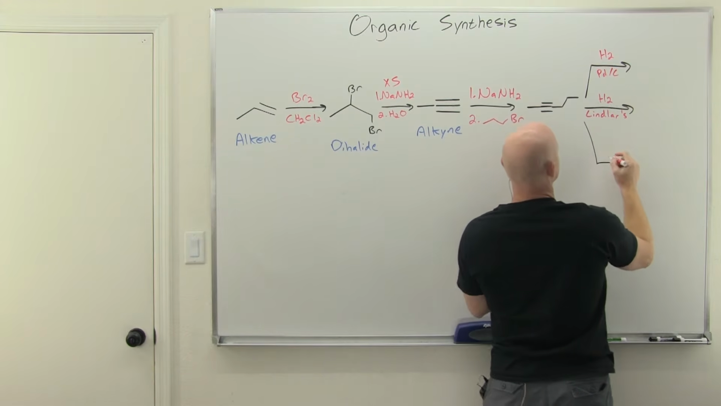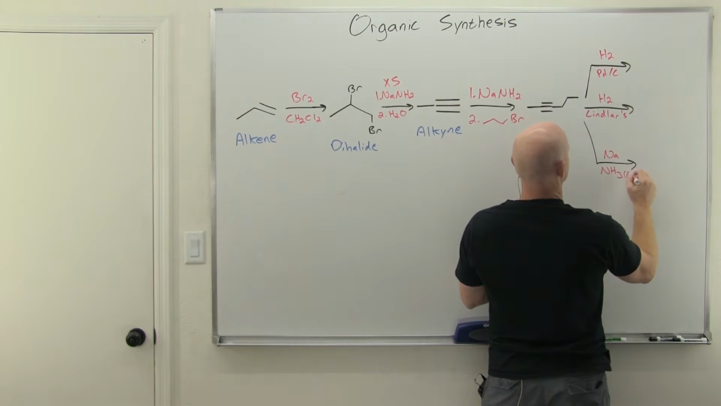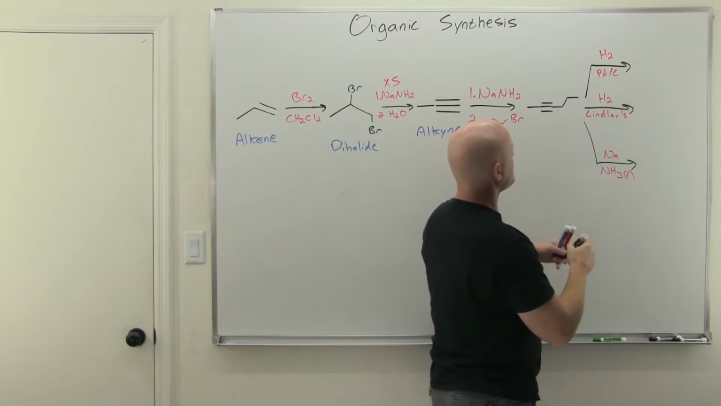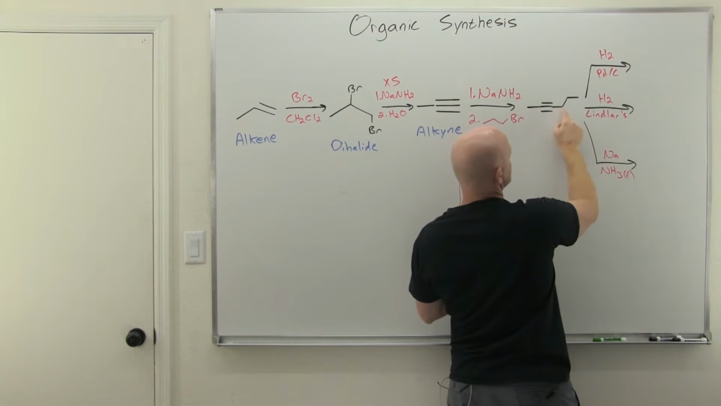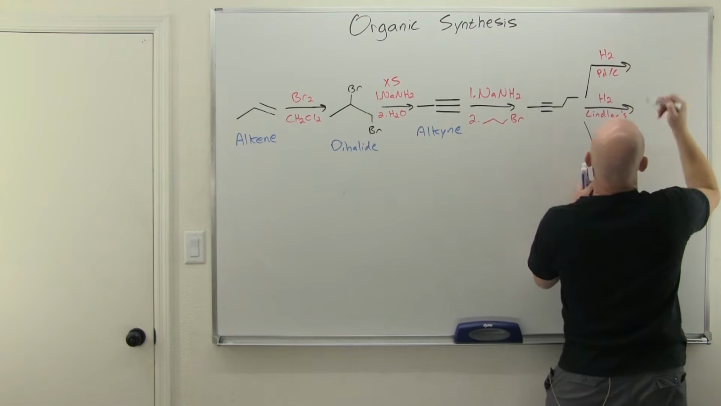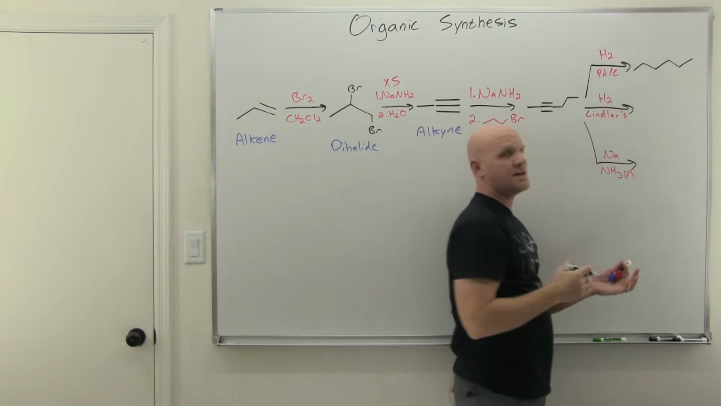So, or you could do dissolving metal reduction like sodium in liquid ammonia. And so in this case, if you just do general reduction, you'll reduce this all the way to an alkane, 1, 2, 3, 4, 5, 6 carbons. So 1, 2, 3, 4, 5, 6 carbon alkane, life is good.